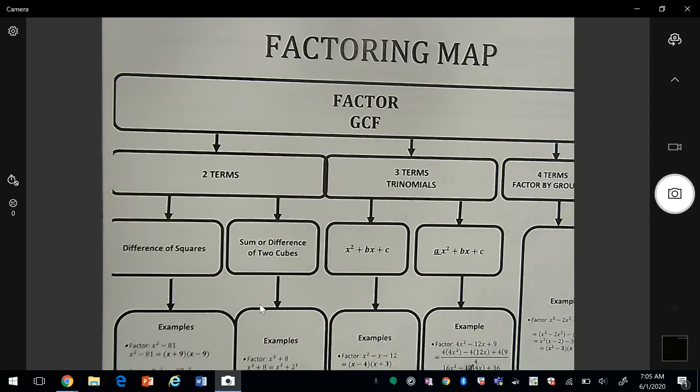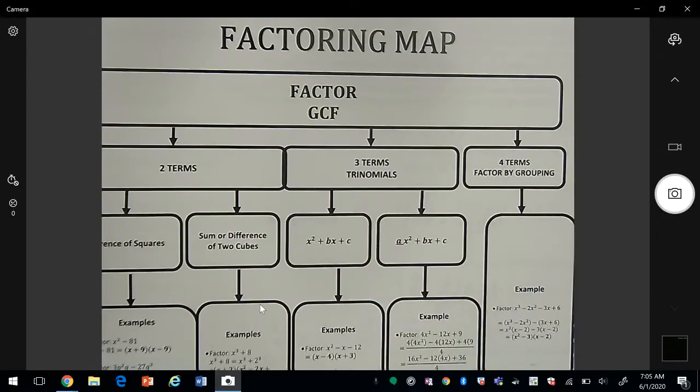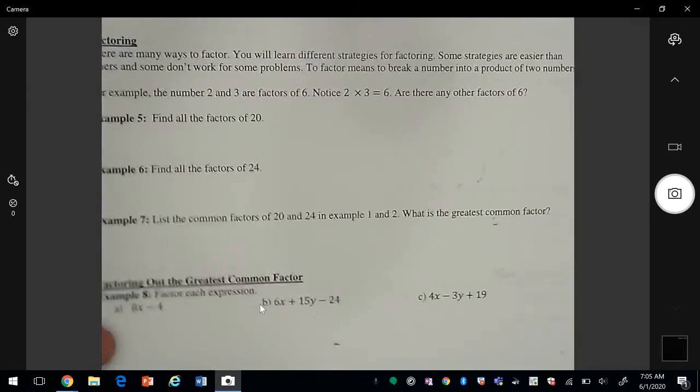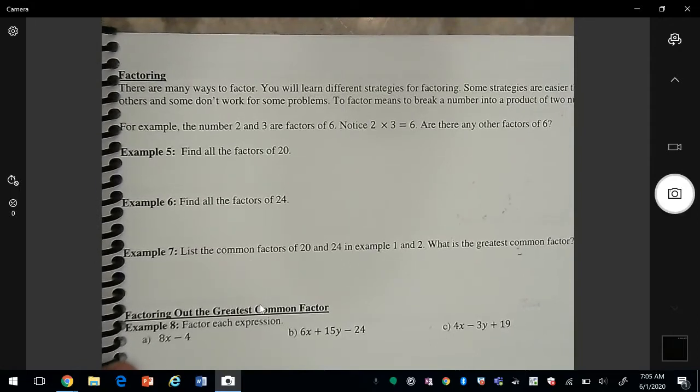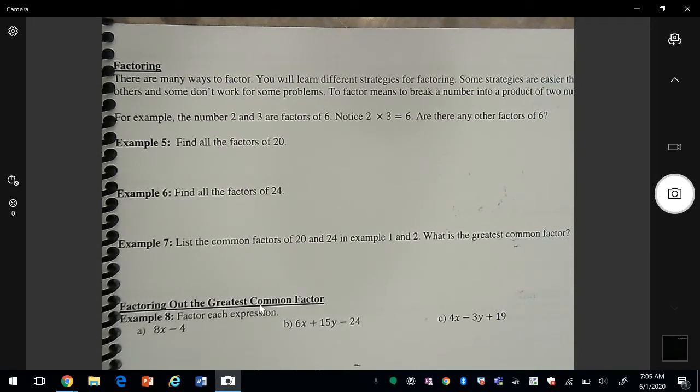So here are some examples. And then if you have four terms, we factor by grouping. That's what we're going to be discussing in the next few pages. So factoring, there are many ways to factor. You will learn different strategies for factoring. Some strategies are easier than others, and some don't work for some problems, and so we need different strategies.